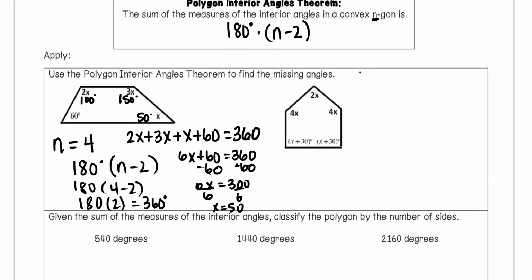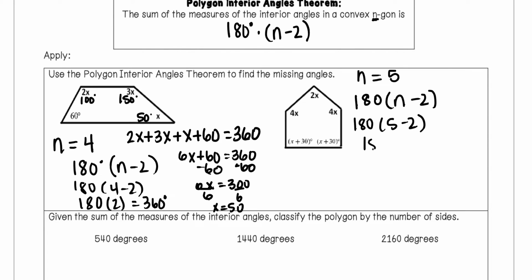In our pentagon, this time our n is worth 5, and so we're going to use our polygon interior angles theorem of 180 times n minus 2 to get the interior angle sum. Our n is 5, 5 minus 2 is 3, so we are going to take 180 times 3 to get our total sum of our angles, which will be 540 degrees.